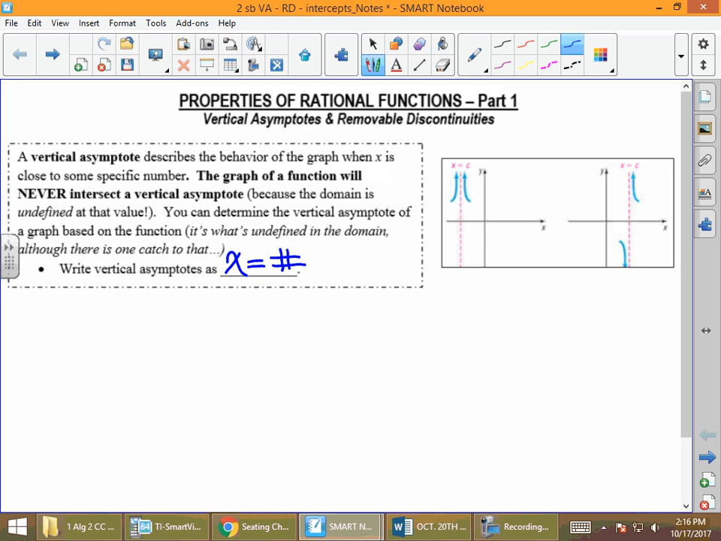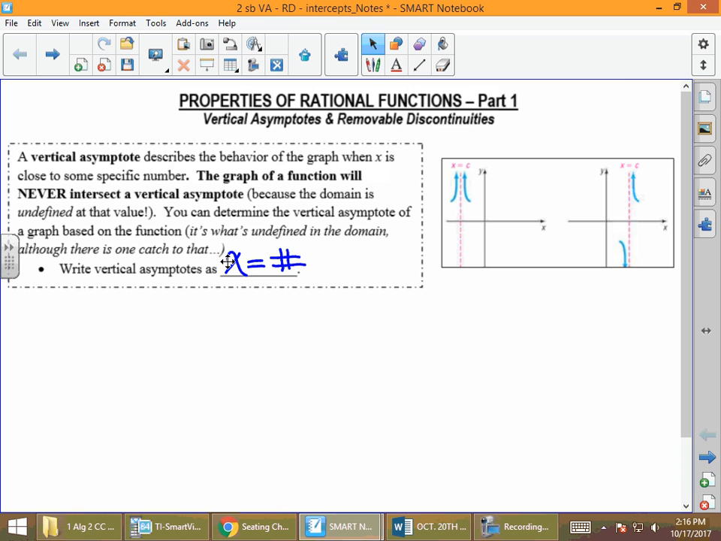And that's confusing for some people. So I want to say it again. For domain, we write x does not equal whatever value is not allowed to equal. And for the vertical asymptote, it's x equals a number. It's an equation of our vertical line.